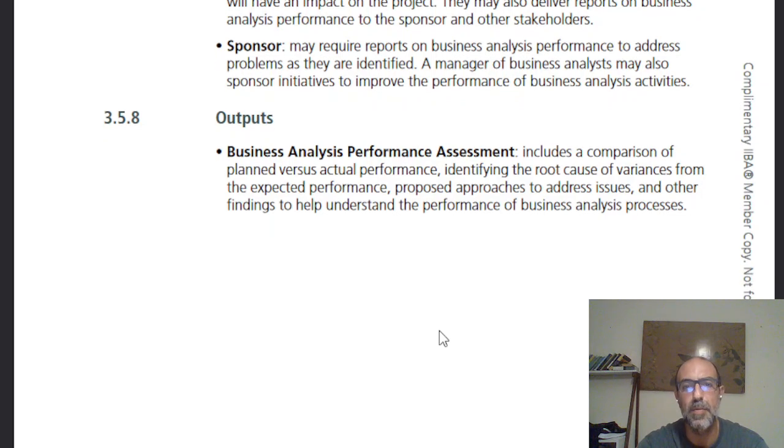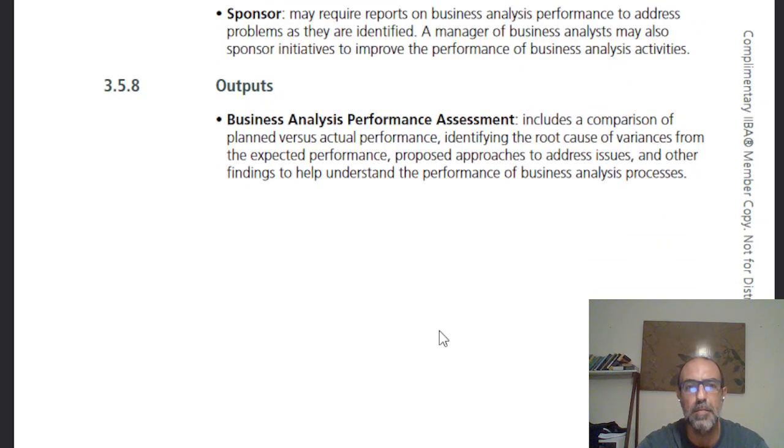Outputs, business analysis performance assessment, includes a comparison of planned versus actual performance, identifying the root cause of variances from the expected performance, proposed approaches to address issues, and other findings to help understand the performance of business analysis processes. So the assessment includes a comparison of planned versus actual performance. So we're reflecting on how we saw things at first and actual performance, and we're using that gap in between in order to make decisions in which direction, what to do better, and all that stuff.